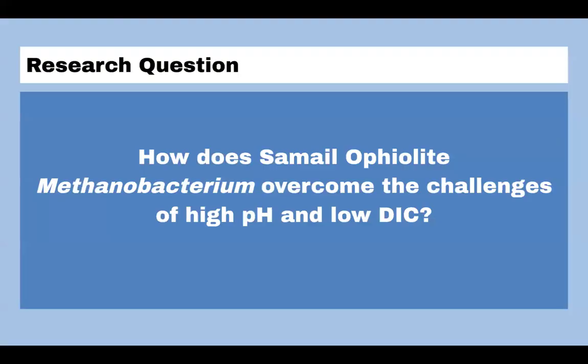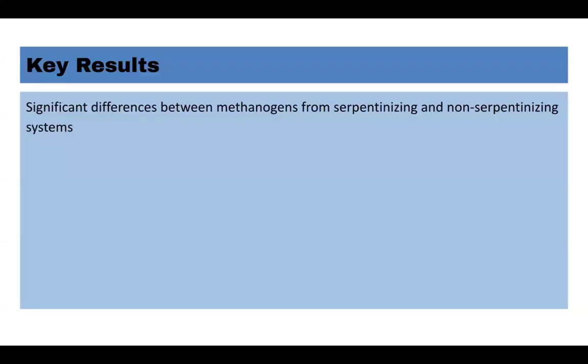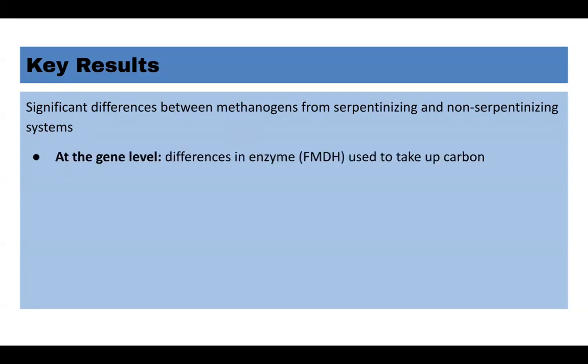So, we wanted to understand, how does Samail ophiolite Methanobacterium overcome the challenges of high pH and low dissolved inorganic carbon? Without getting too much into our methods because of time constraints, our main takeaway was that there were significant genetic differences between methanogens from serpentinizing systems and those from other environments.